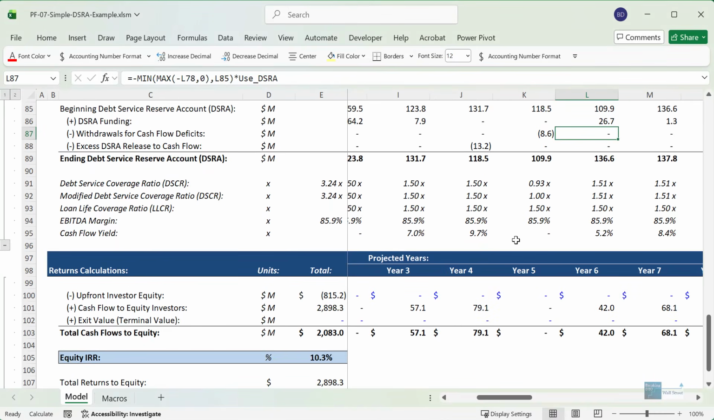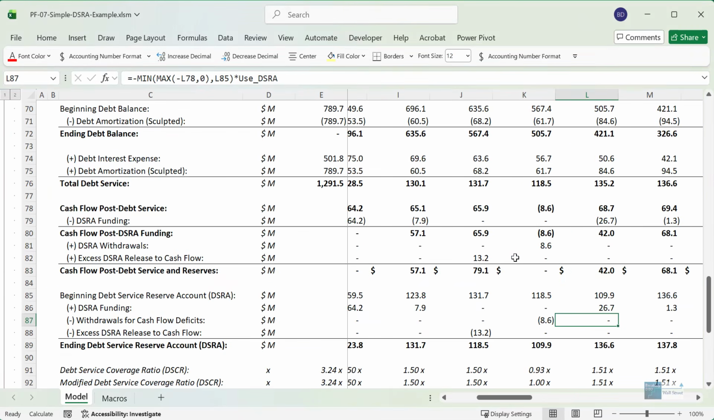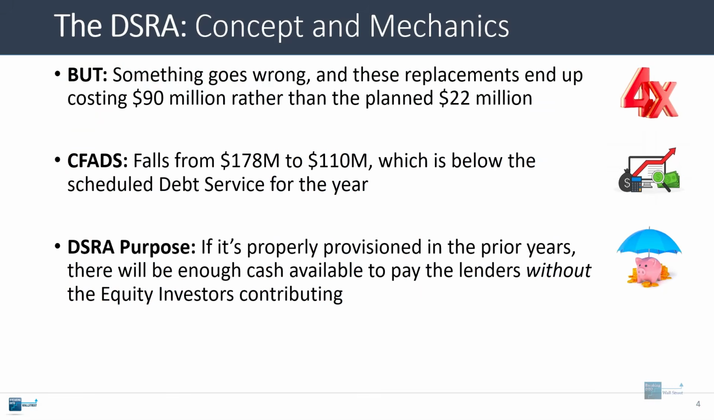So if you go down and look at this, you can see it very well here. The normal debt service coverage ratio drops to below 1x, but if we look at a modified ratio that includes the effect of this debt service reserve account, this is actually just at 1x. And if you look at the year 5 cash flows and the returns calculations here, we no longer have a negative here for the cash flow to equity investors in that year because they don't have to fund anything to pay for the debt service in this period. And so that is the basic point of a DSRA.